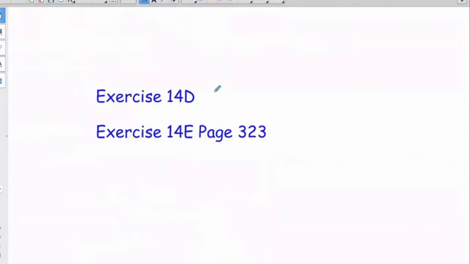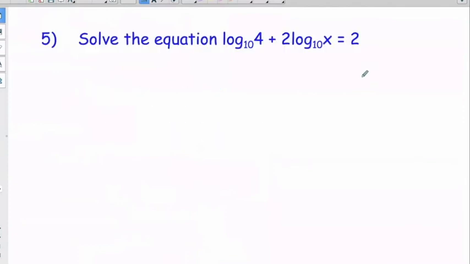I think this is the very last example. This should help you get through the rest of the exercise. It says solve the equation log to the base 10 of 4 plus 2 log to the base 10 of x is equal to 2. So if we're solving the equation, we're going to need to work out what x is. That's the key to this. Find what x is. So what can we do?